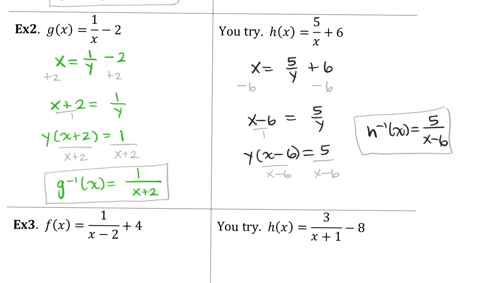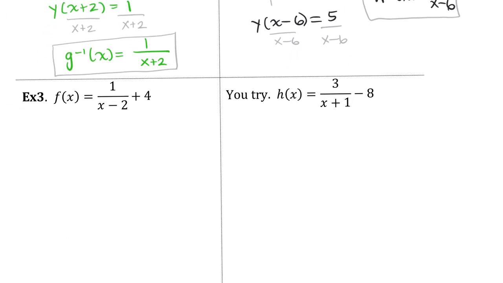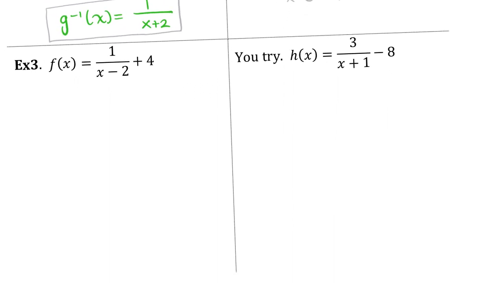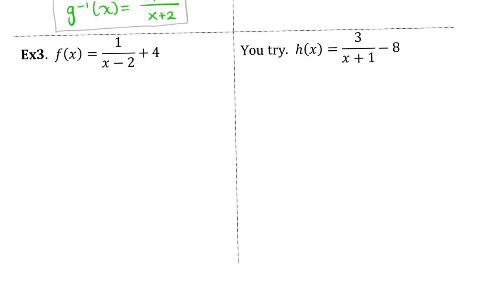Okay, the last example is the challenge one because it's got 2 things going on. It's shifted right and up. But the first step is always the same. I'm going to change the y to x and the x to y. So x equals 1 over y minus 2 and then plus 4. I want to get the y by itself. That plus 4 is just kind of out there, so let's move that over first. Okay, I want to get the y out of the bottom, so let's cross multiply.